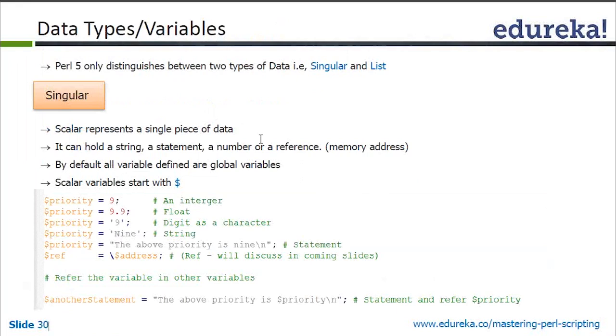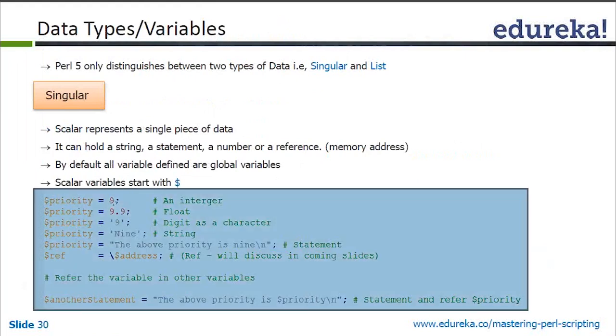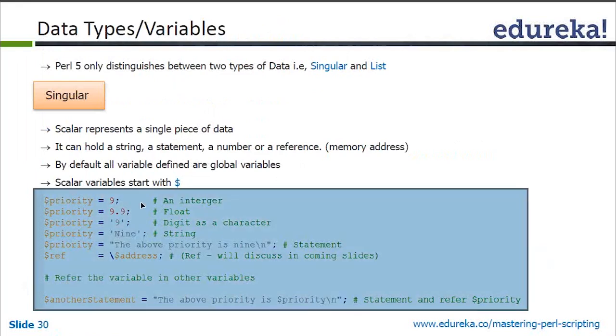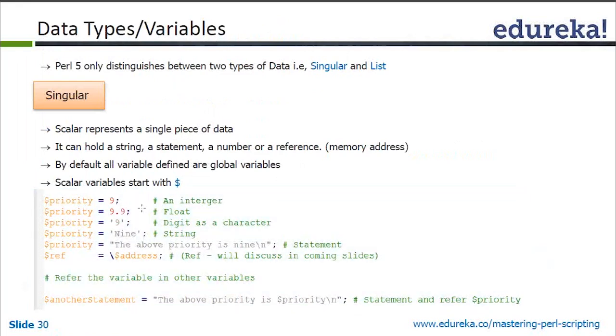So there are two main things. A scalar is something which stores a single piece of data. It can store an integer, a float, a string, or a character. You can see the first, second, third, fourth: the first is an integer, the second is a float, the third is a character, and the fourth is a string. The fifth is also a string, with some additional special characters like newline characters.